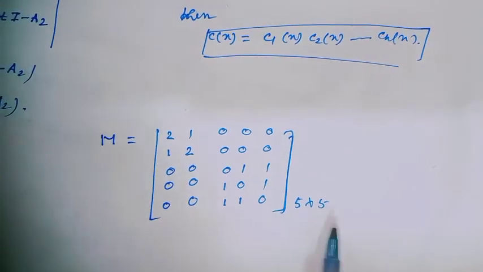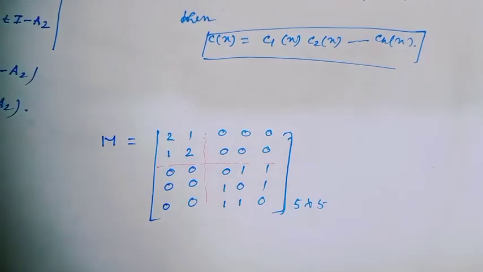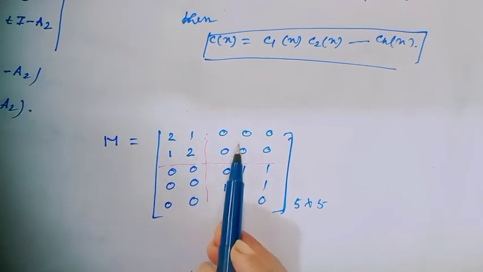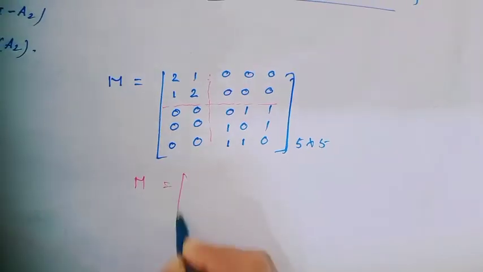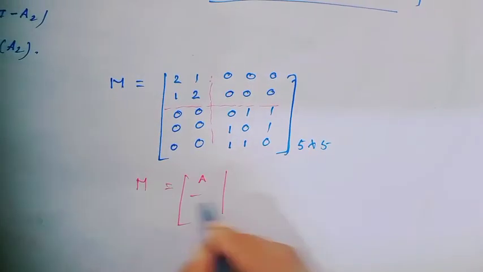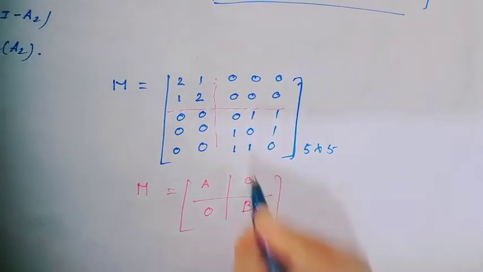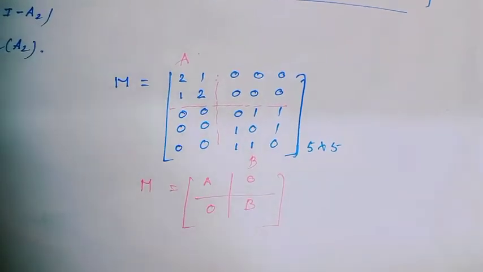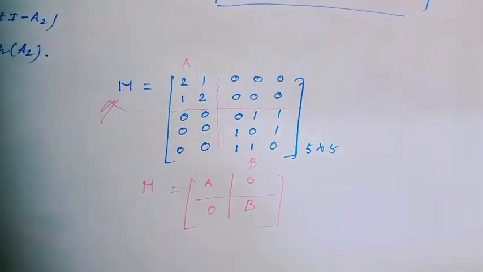Notice this matrix. Here is a 5 cross 5 matrix. Now just partition this matrix as such type. Notice here, this matrix is of such type: A, here 0 matrix, here 0 matrix, and here B. This is the B matrix and this is the A matrix. Actually this is a block diagonal matrix. Then my question: what is the characteristic polynomial of this matrix M?